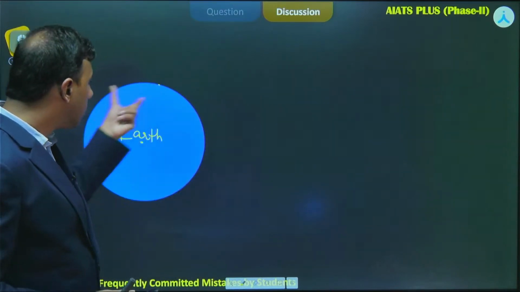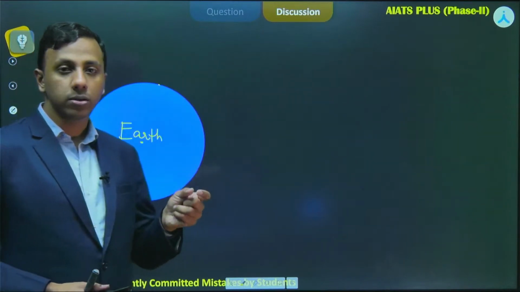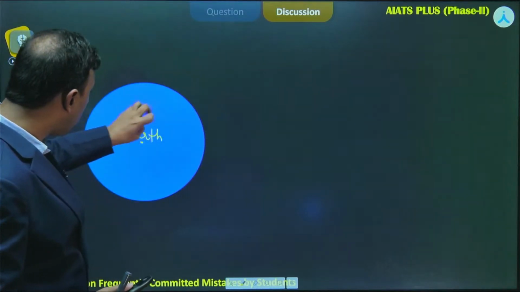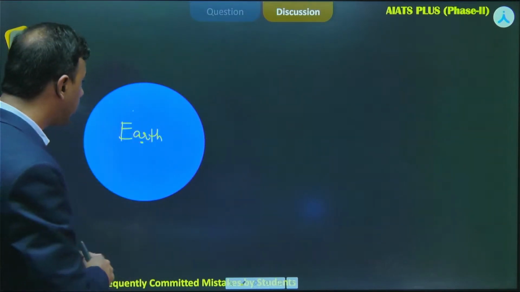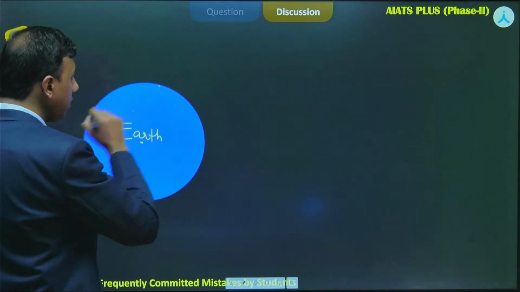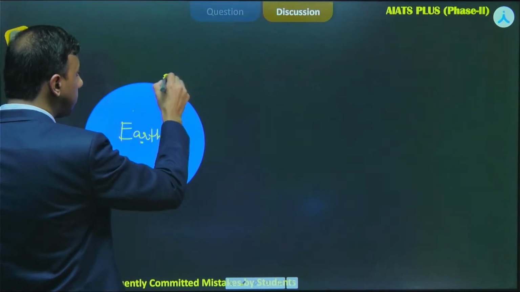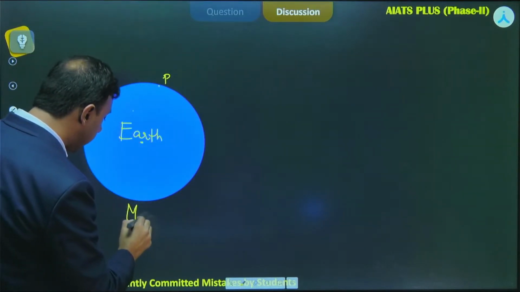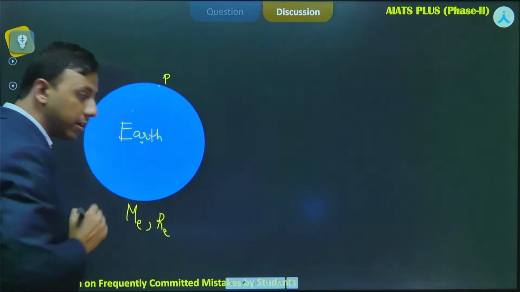So what can we do? We can assume this whole Earth to be concentrated at its center, right? So which means we can assume this whole Earth to be over here at this point, right? And this is me, the person. So all Earth is over here. So mass of the Earth, remember, is Me, and let's say radius of Earth is Re, right?